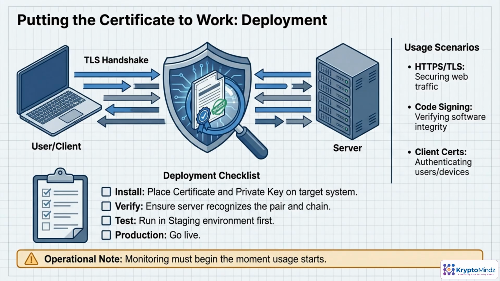Before exposing anything to real users, you test in a staging environment. You confirm that connections succeed, that clients see a valid chain, and that legacy systems don't break. Only after that do you move the configuration into production.